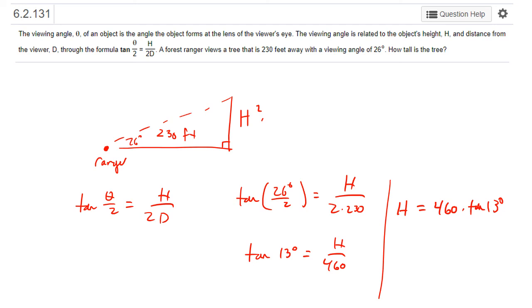And in an engineering or science class, you might be expected to do so. In a math class, if you can give the exact answer, by all means, go ahead. If MyLab asks for two decimal points of approximation or something, then you have to go ahead and give the approximate answer. But most math professors would be just as happy to look at 460 times the tangent of 13 degrees and say that is 100% correct.